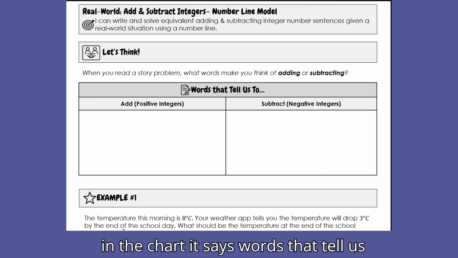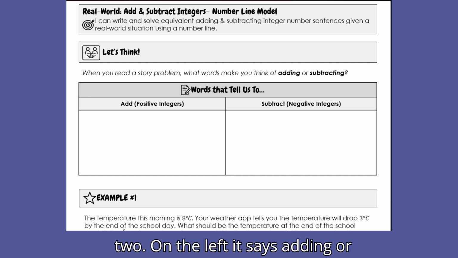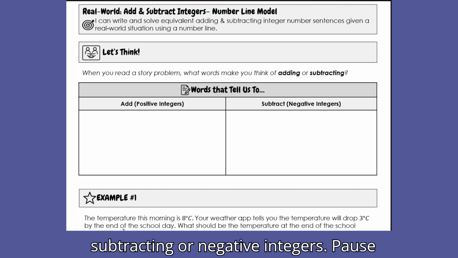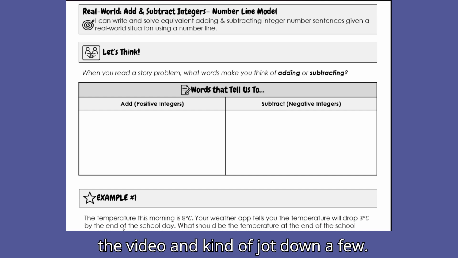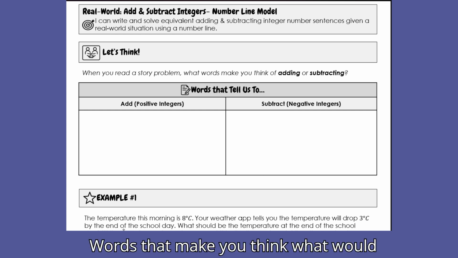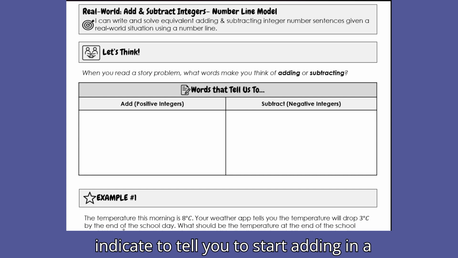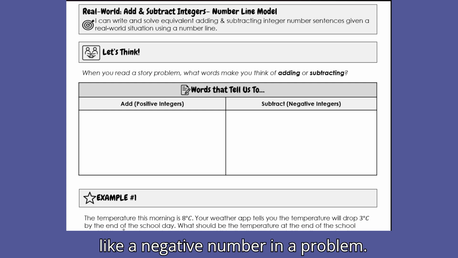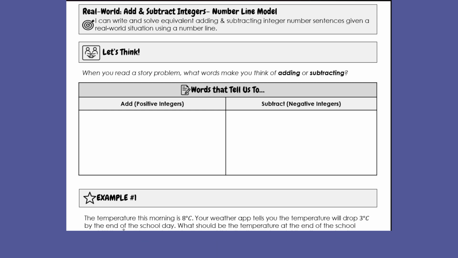So in the chart, it says words that tell us to. On the left, it says adding or positive integers. And on the right, it says subtracting or negative integers. Pause the video and jot down a few words that would indicate to you to start adding in a problem, or to add a positive number, and what might make you think to subtract, or use a negative number, in a problem. So go ahead and pause the video and try it out.